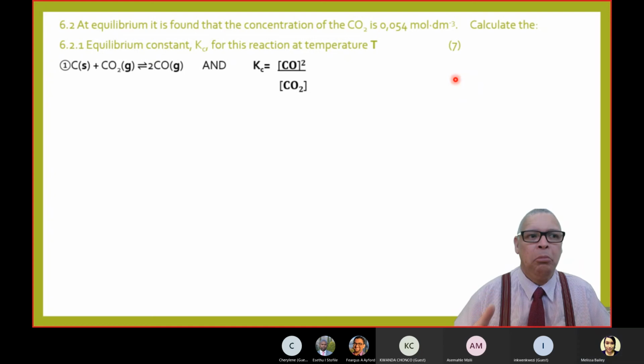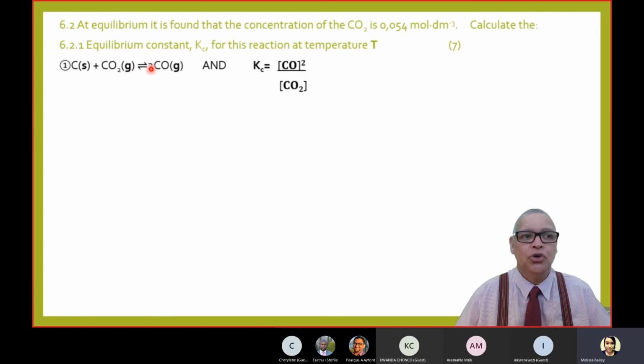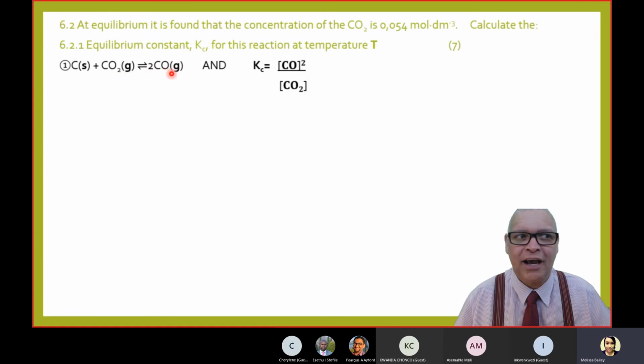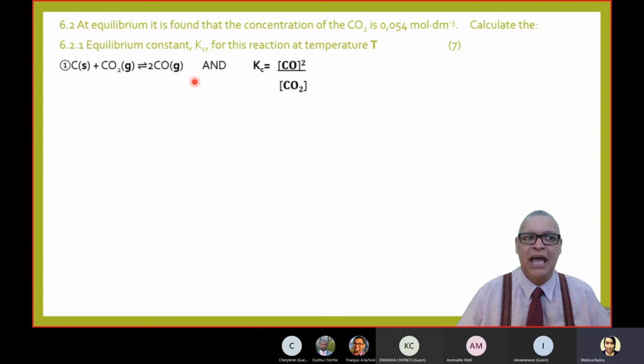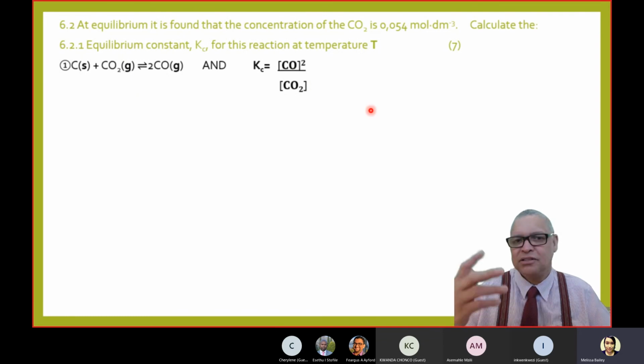Well, point number 1. Here we have our chemical equation. Notice carbon solid plus carbon dioxide in the gaseous phase goes to 2 moles of carbon monoxide, and that's in the gaseous phase. And the Kc expression for that, because it's only these 2 that come into play, is going to be the concentration of carbon monoxide, squared because there we have 2 moles, over the concentration of carbon dioxide. There's only 1 mole there, so that's an understood 1. We don't write it in.